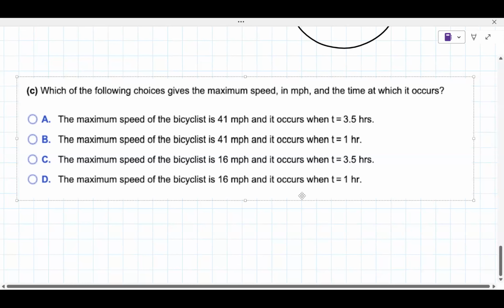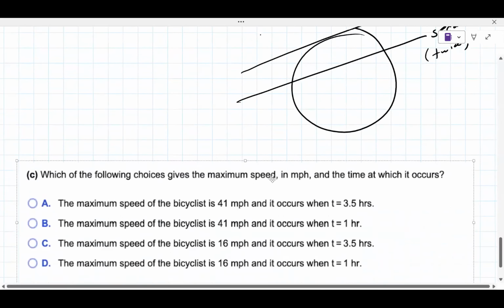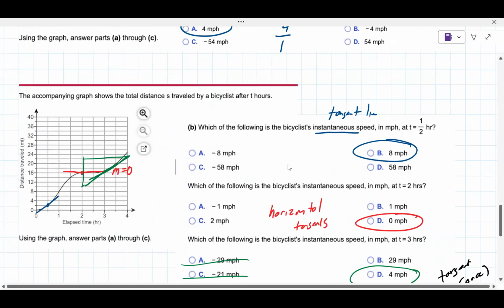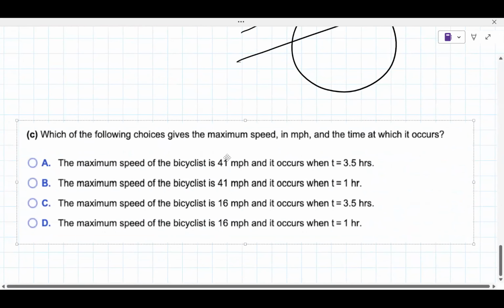Yeah. All right. Which of the following gives you the maximum speed in miles per hour, and when does it occur? So you kind of want to look back at your previous answers here. We never saw anything as big as 41. It's probably the 16s. Okay. So where is it 60 miles per hour?